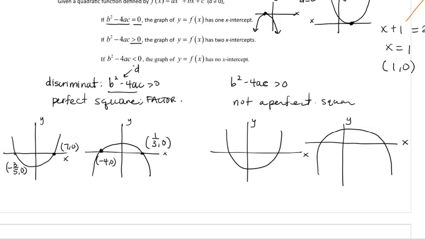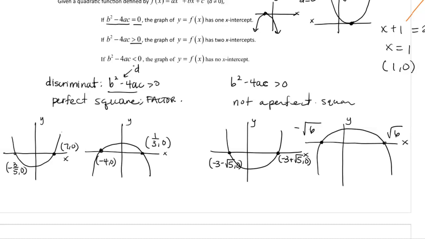If the discriminant was not a perfect square and we could not factor and we had to use the quadratic formula, we might get x-intercepts like negative 3 minus root 5, 0, and then negative 3 plus root 5, 0. Or we might get x-intercepts like negative root 6, positive root 6. So we still get real x-intercepts, they're just not rational numbers, they're irrational numbers.